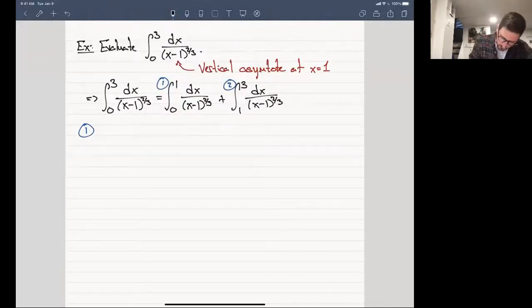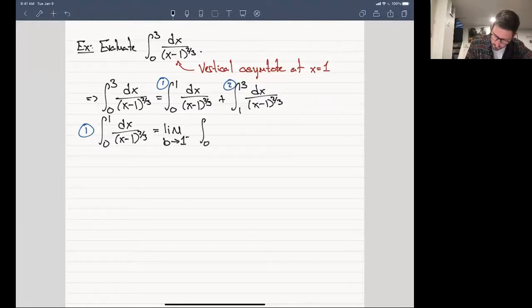Now, integral 1 is from 0 to 1 of dx over (x minus 1) to the 2/3. Again, this is the right endpoint, so we're in case 2. So we set up a limit: the limit as b approaches 1 from the left of the integral from 0 to b. I'm going to write this a little nicer. Again, if you'd like to, you can do a substitution here. I'm going to go ahead with this.